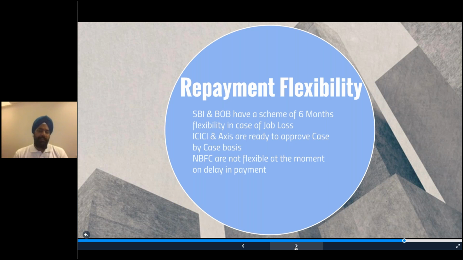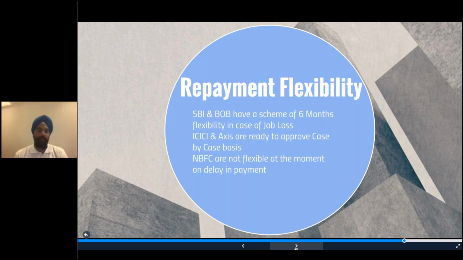Another thing which has happened recently is the RBI move wherein for the months of March, April, and May, you can choose to pay your EMIs later. Now, most of the banks have not kept it fixed.